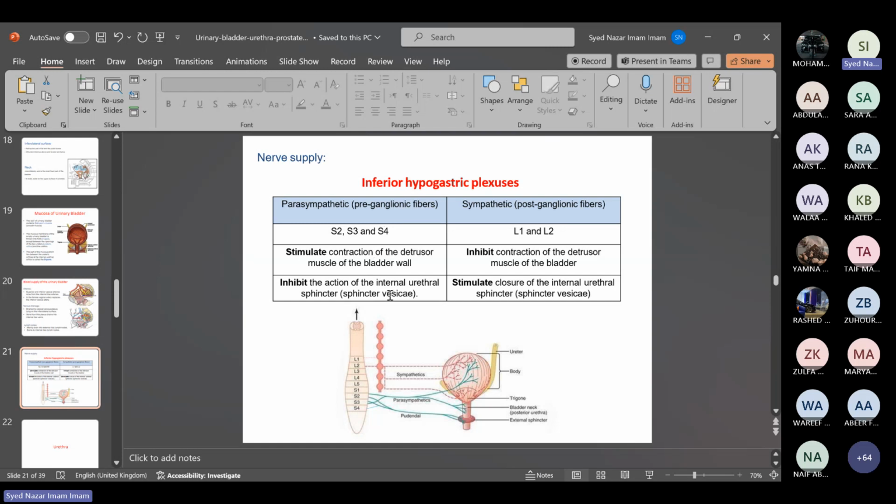Okay, so parasympathetic is craniosacral, and the sympathetic is thoracolumbar. So the lowest part of this is S2, S3, S4, and the lowest part of the sympathetic is L1, L2.